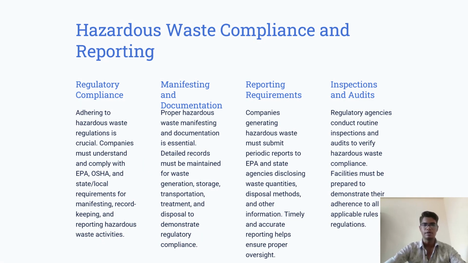Coming to waste compliance and reporting. Regulatory compliance. Adhering to hazardous waste regulations is crucial. Companies must understand and comply with EPA, OSHA, and local or state requirements for manifesting, record keeping, and reporting hazardous waste activities. Second, manifesting and documentation. Proper hazardous waste manifesting and documentation is essential. Detailed records must be maintained for waste generation, storage, transportation, treatment, and disposal to demonstrate regulatory compliance. Third is reporting requirements. Companies generating hazardous waste must submit periodic reports to EPA and state agencies disclosing waste quantities, disposal methods, and other information. Timely and accurate reporting helps ensure proper oversight.